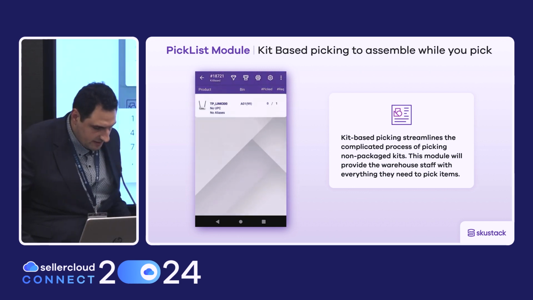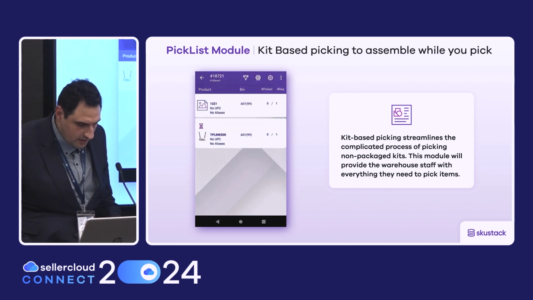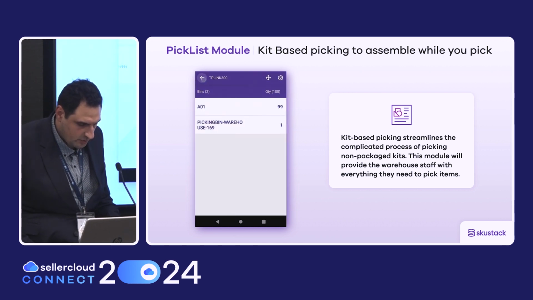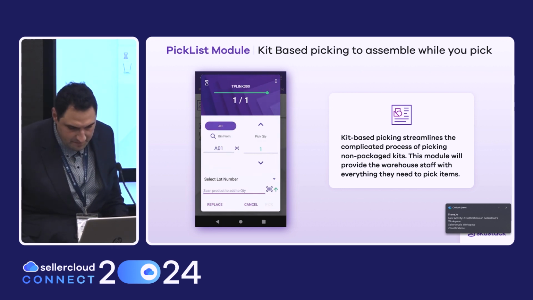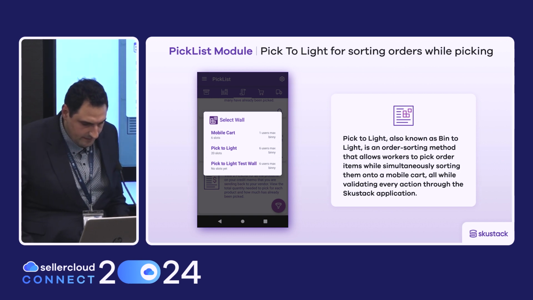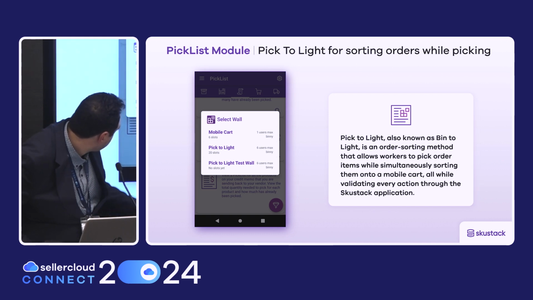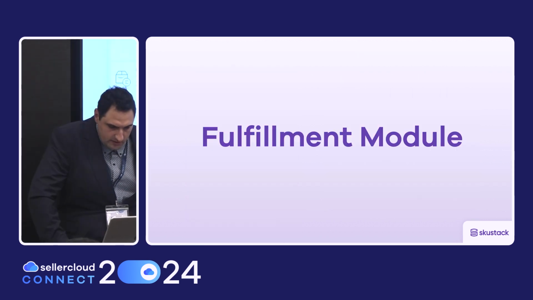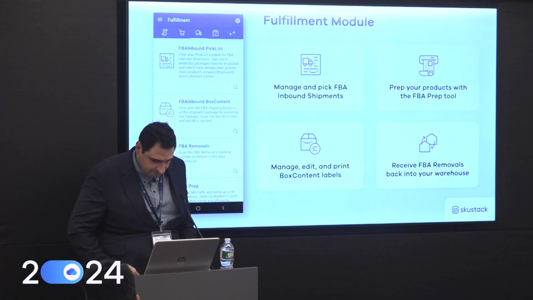So this is the kits module. In here, you can just do the kitting. So you have the components, SKUs, and from them you're building the kit, essentially. And this is the pick to light feature. In here, if you have more than one mobile cart or wall, then you can select which one you want to look at.